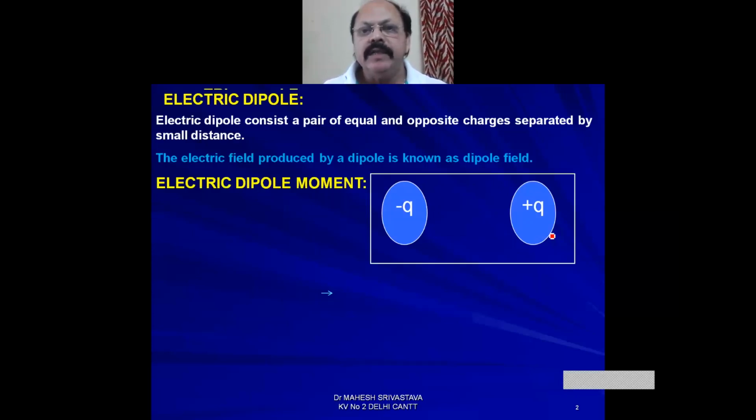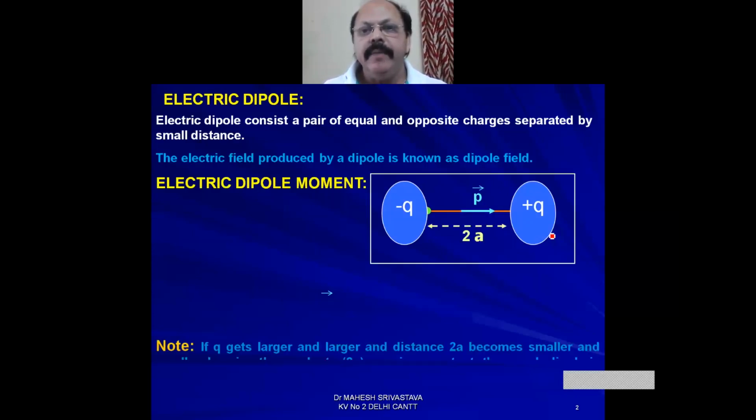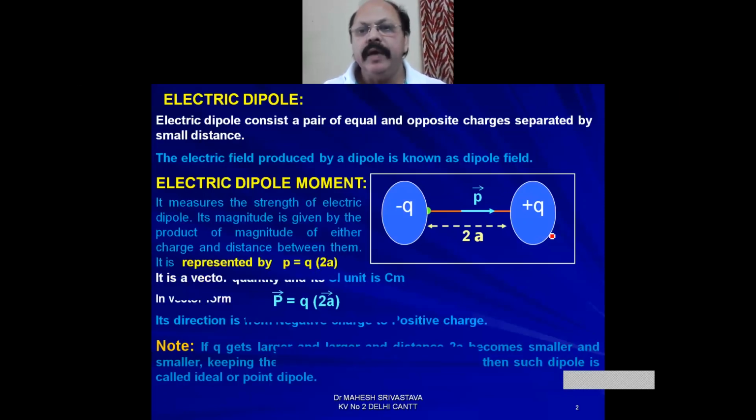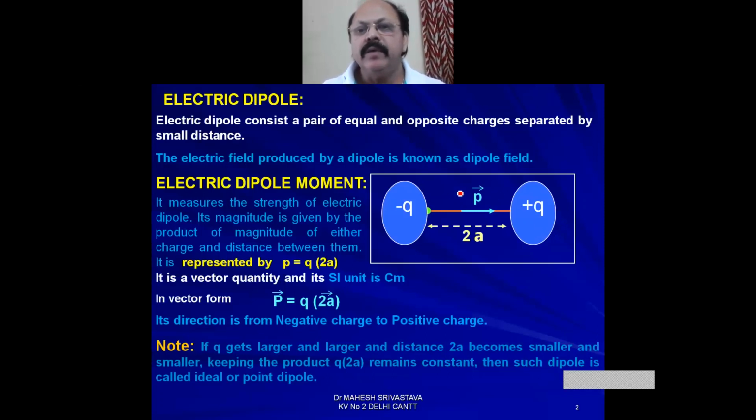You see on the screen we are taking a pair of charges minus q and plus q separated by a small distance 2a. Then this system is known as electric dipole. Practical application: electric sockets in our houses are called electric dipoles. They consist of one positive point and another negative point, separated by a small distance.